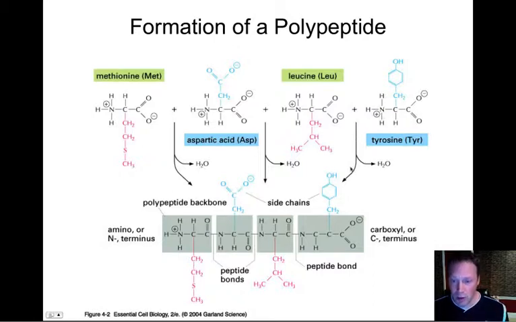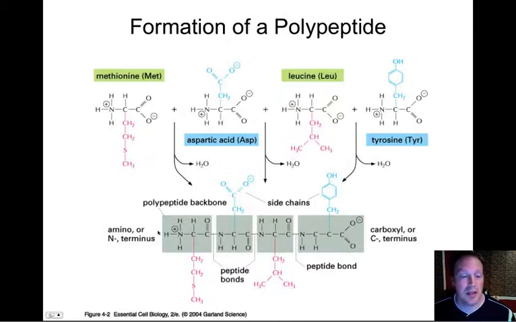And what happens is water is made, so that's dehydration synthesis, and the carbon is linked to the nitrogen of the next amino acid. And the nitrogen of this amino acid is linked to the carbon of that amino acid, and so on. So what we have here are 4 now linked amino acids, and 3 peptide bonds that link those 4 amino acids together.